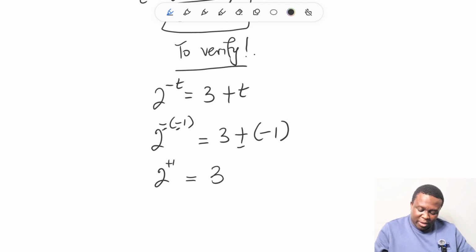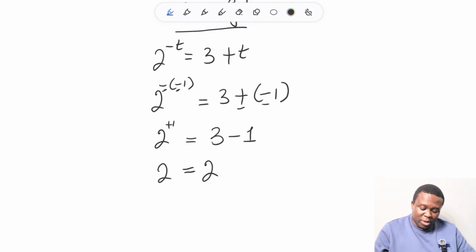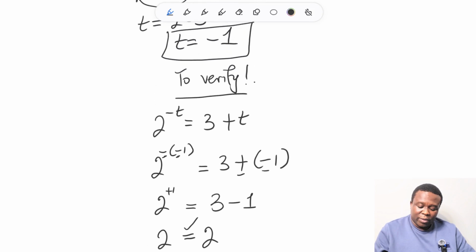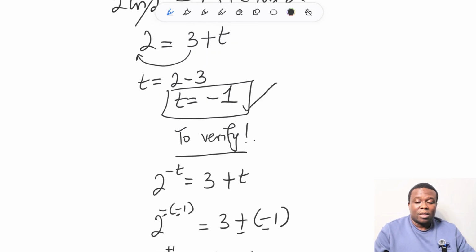3 plus minus 1 gives us 2. 2 raised to the power plus 1 is the same thing as 2 raised to the power 1, which is equal to 2. 3 minus 1 will get 2. So from what we see here, our left-hand side is equal to our right-hand side. Therefore, our value of t, which is minus 1, is correct.